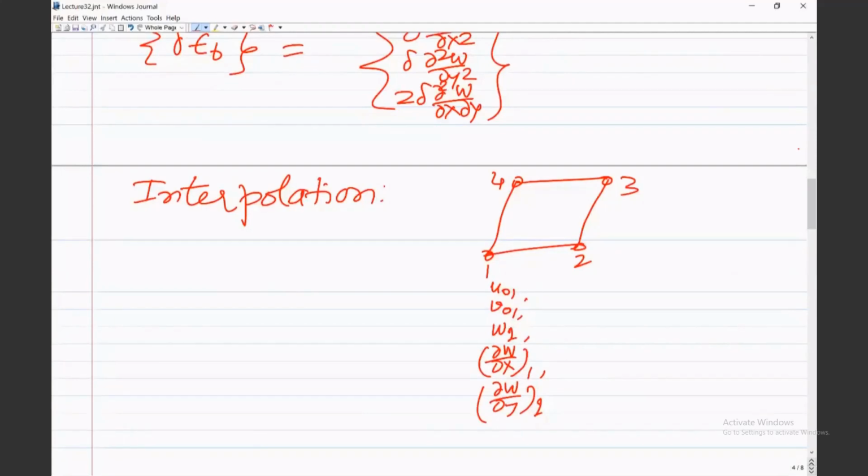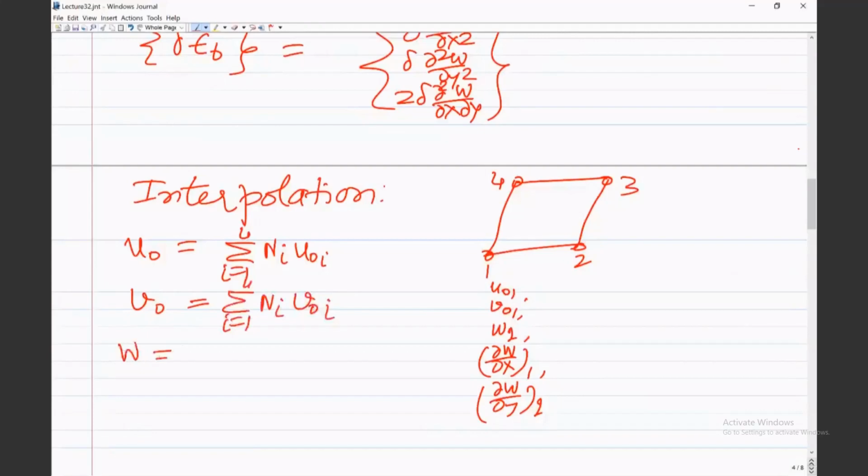So these are the degrees of freedom, 5 degrees of freedom at each node, and corresponding to u there would be 4 degrees of freedom, corresponding to v0 4 degrees of freedom, and corresponding to w, del w by del x and del w by del y there will be 12 degrees of freedom. So when you look at the interpolation, u0 can be taken as the sum over I going from 1 to 4 of ni u0 I. v0 can be written as the sum over I going from 1 to 4 of ni v0 I. And w I am writing separately because w involves these different types of degrees of freedom. So the shape functions, let me write as b.